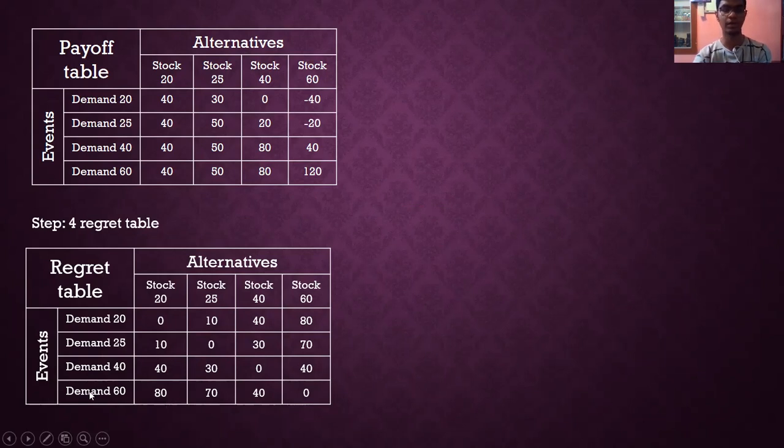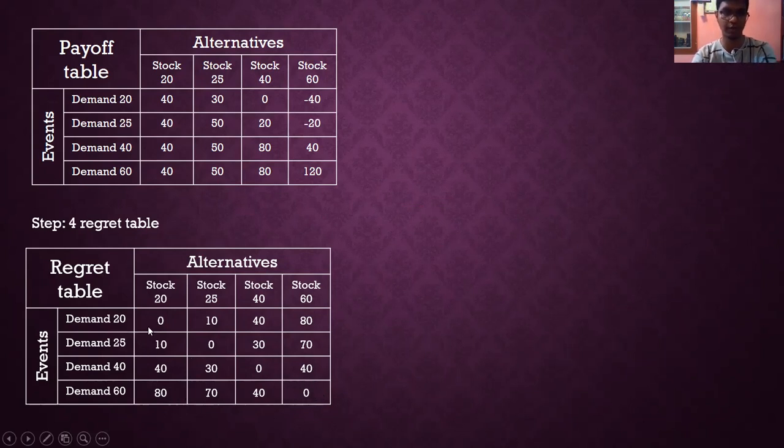Then we'll go with the last row, which is demand 60. Here the highest value we have is 120 among this row. So 120 minus 40, the balance will be 80, which is written here. Then 120 minus 50, the balance is 70. 120 minus 80, the balance is 40. Then 120 minus 120 will give us 0. So we got a value as 0.